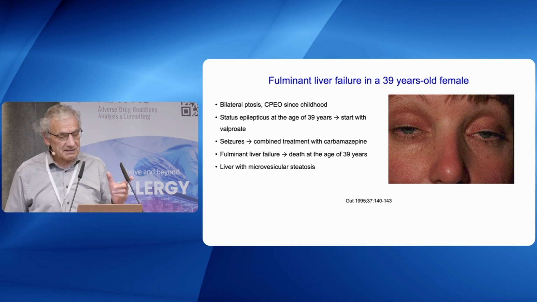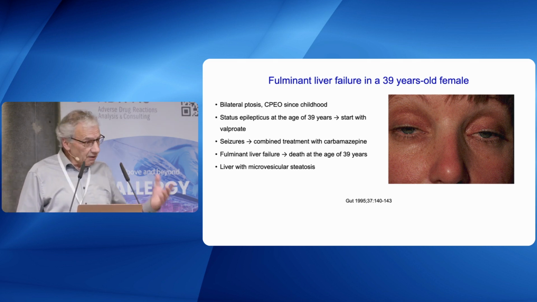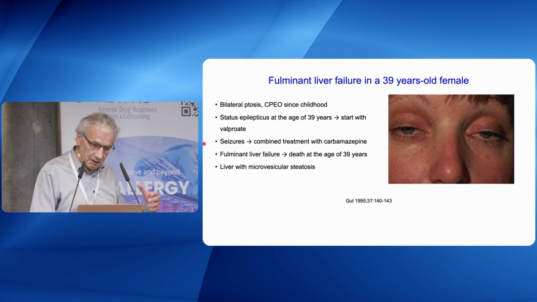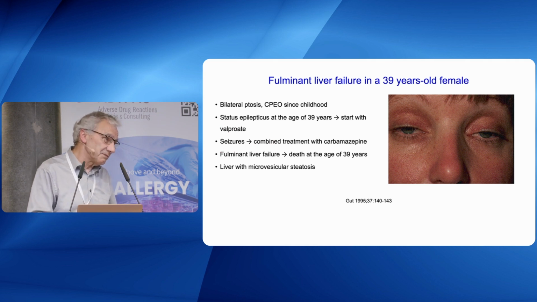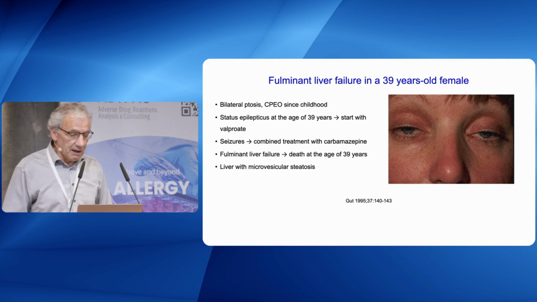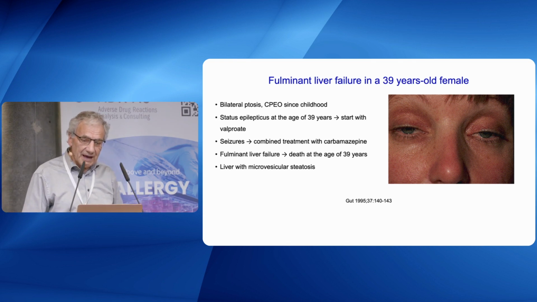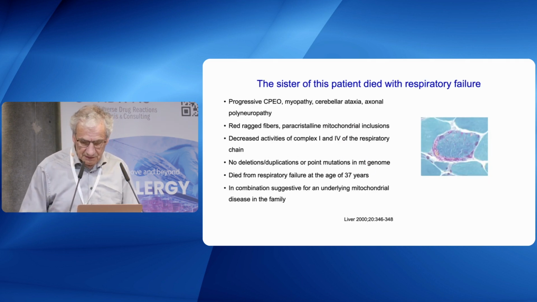And she developed a status epilepticus at the age of 39 years and was started on valproate. And then this was not sufficient. She still had seizures, and the valproate was combined with carbamazepine. Carbamazepine induces CYP2C9. And then she developed liver failure some days after, 1 or 2 weeks after, and she died. She could not be transplanted. She died at the age of 39 years, and the liver had this microvesicular steatosis. It was clear it was valproate associated.